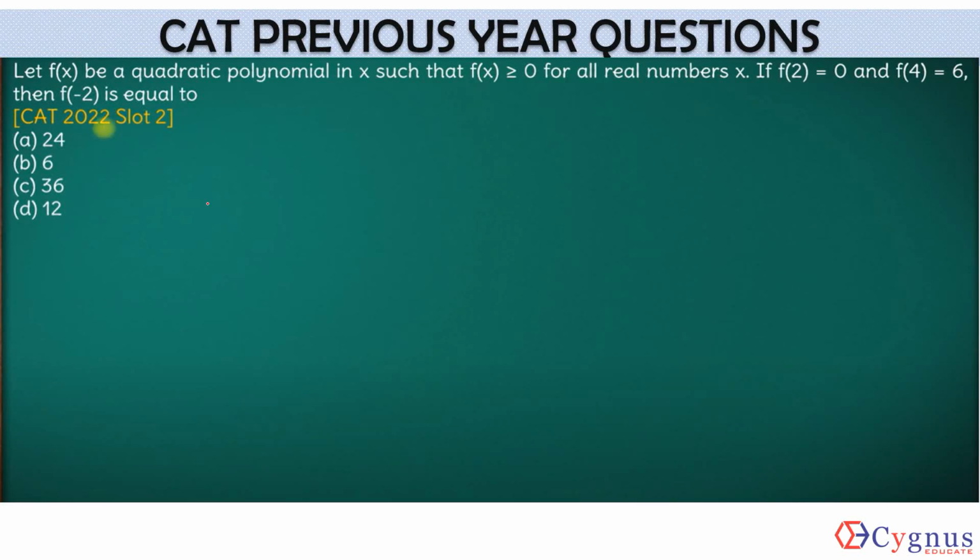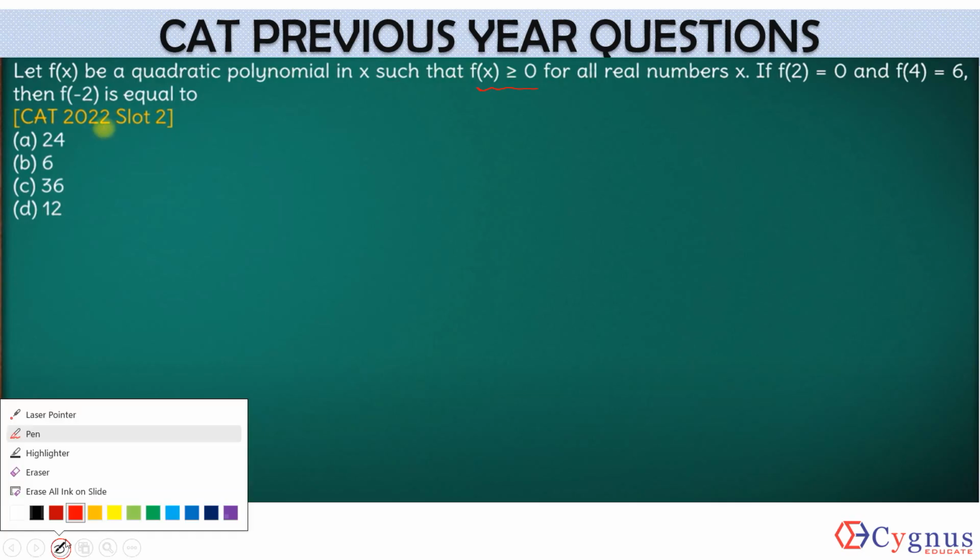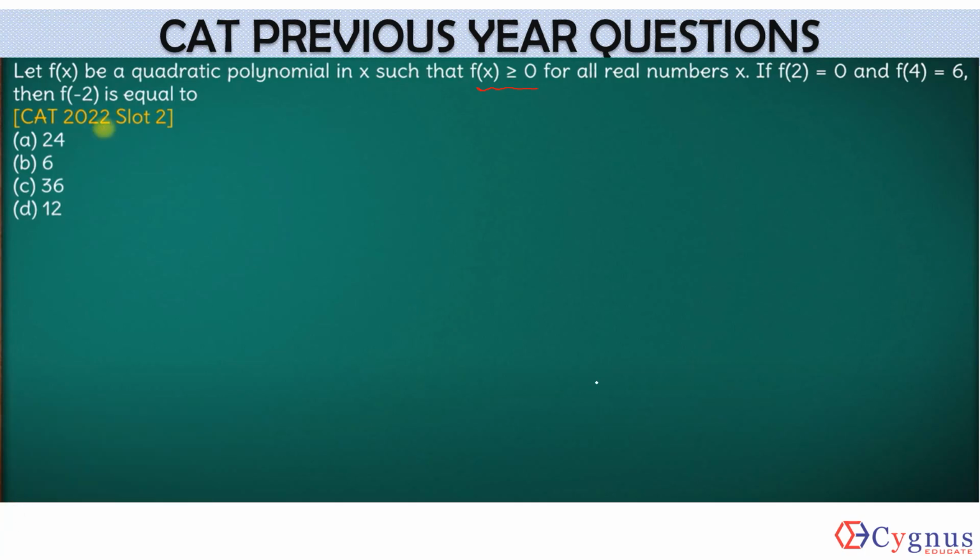Hi. It's a question of CAT 2022, slot 2 again. Now, what's given here? A quadratic expression. Let f(x) be a quadratic polynomial in x such that f of x is greater than or equal to 0. Now, what does it mean? Your graph will be above the x-axis or it will touch the x-axis. It will never go below the x-axis because f of x is always greater than or equal to what? 0. Fine.